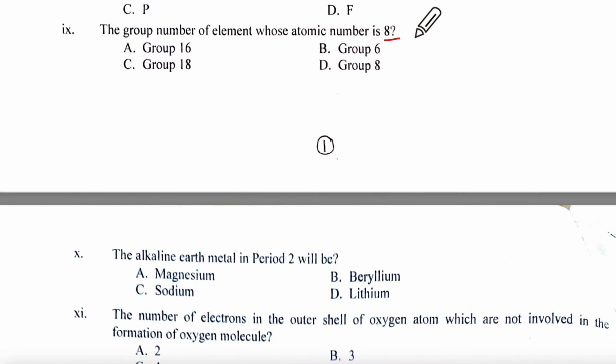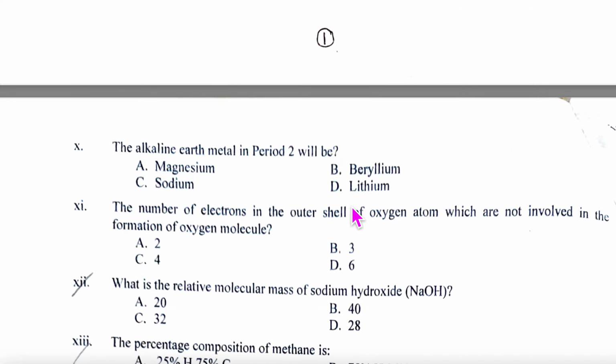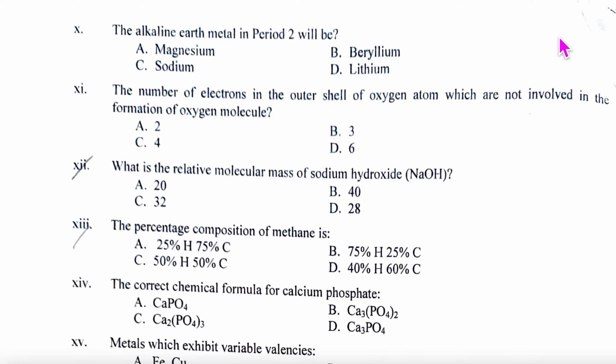Atomic number is 8. Immediately what you should do? Electronic configuration. What will it be? 2,6. So it will be in which group? Correct? It will be group number 16, yes? This is written 6A or 16, correct? So it will be the correct option. Which one? A. Making sense? Yes, ma'am.